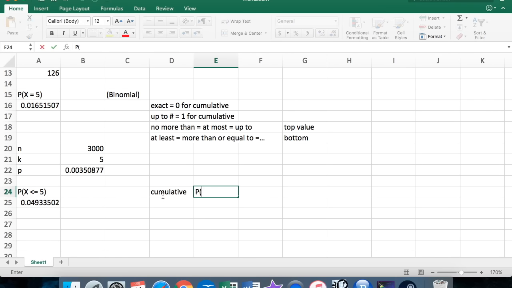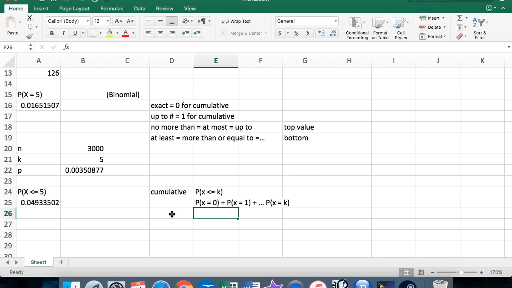When you do cumulative, this is what happens. It'll do probability x is less than or equal to, we'll just say k, because k is our number of successes. So this is what it's going to look like. It'll do the probability that x is equal to 0 plus the probability x is equal to 1 plus, and then all the way up to the probability that x is equal to k.